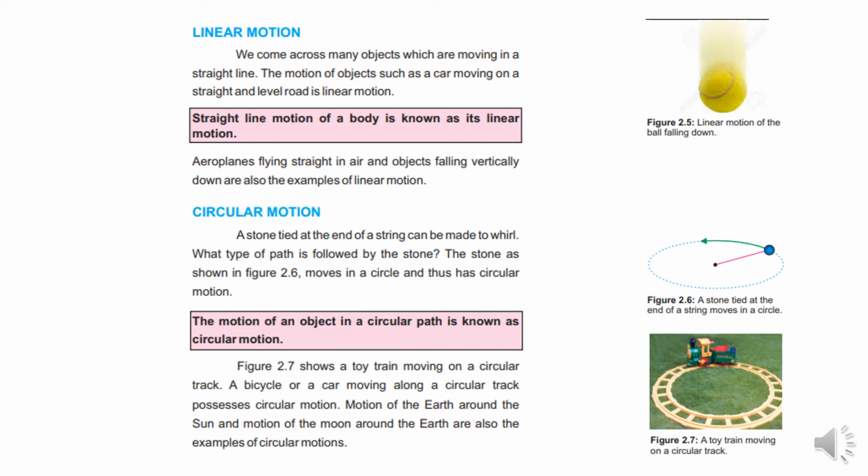Aeroplanes flying straight in air and objects falling vertically down are also the examples of linear motion.